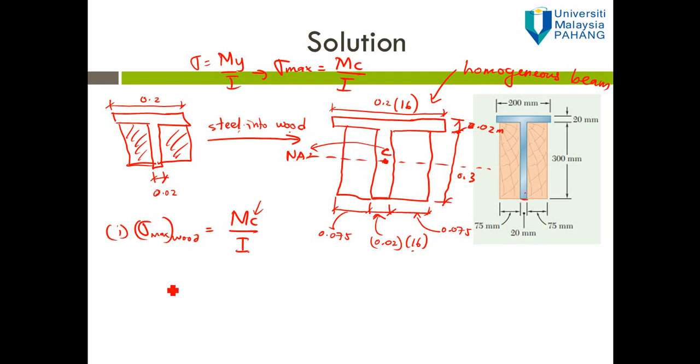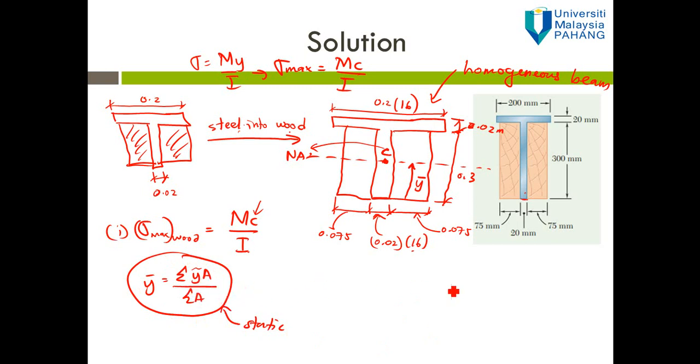So where is the location of the centroid? Let's say the centroid is located at Y bar. Y bar is equal to the summation of Y A over the summation of A. This is from statics, so I hope you still remember sigma Y A over sigma A. So how to calculate?